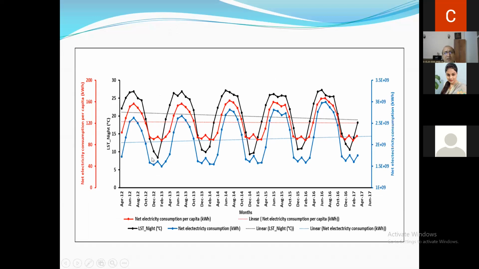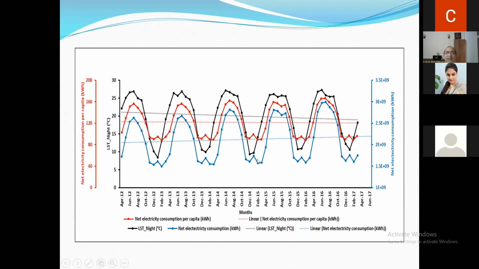Now, this is the plot which shows the net electricity consumption per capita, the red one. And the black one is the land surface temperature, nighttime land surface temperature. Now, if you look at this red plot, and below you have this blue one, which is the net electricity consumption, but this is not per capita. If you look at this blue trend line, this is slightly rising. This is because of the increase in Delhi's population.